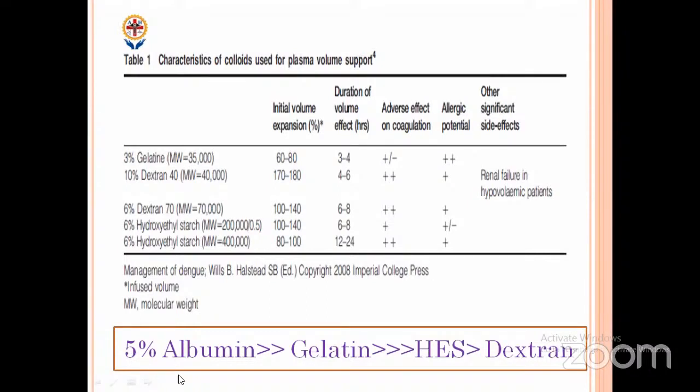And you can consult others also, what are their own preferences. So my preference, if the patient is affordable, I will try to resuscitate the child with more of 5% albumin and gelatin. Till now, I have not used starch and dextran. I completely avoid them because I have a safer alternative of gelatin.